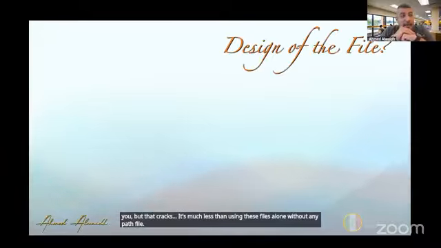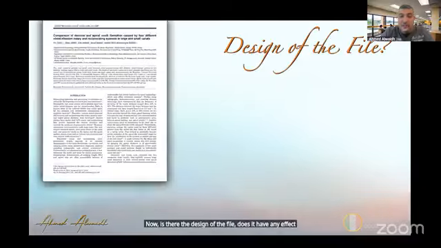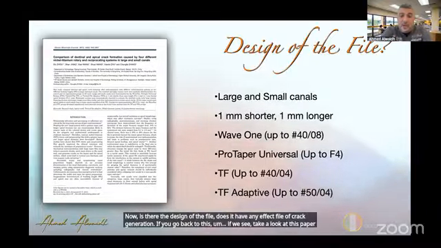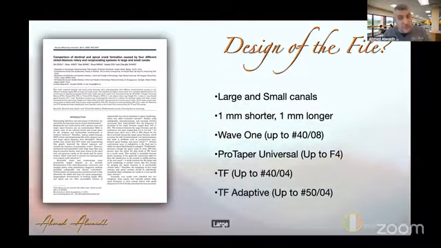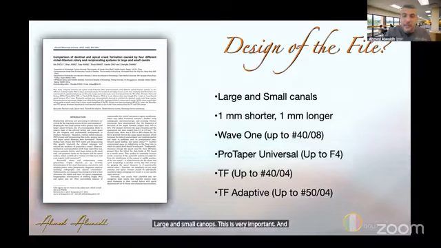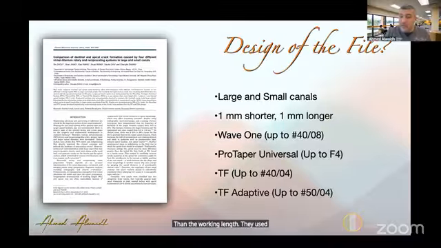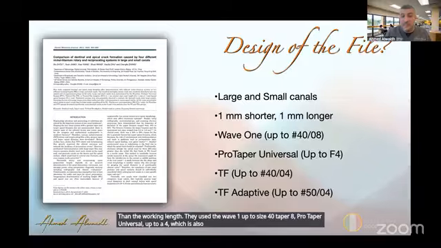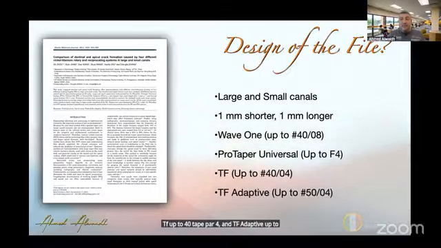Now, does the design of the file have any effect on crack generation? If we take a look at this paper, they compared the crack generation. They used both large and small canals. This is very important. They prepared the canals 1 millimeter shorter than the working length and 1 millimeter longer than the working length. They used Wave 1 up to size 40 taper 8, ProTaper Universal up to F4, which is also size 40, TF up to 40 taper 4, and TF Adaptive up to 50 taper 4.